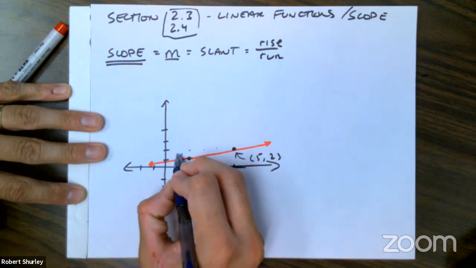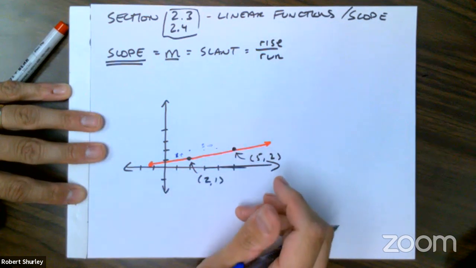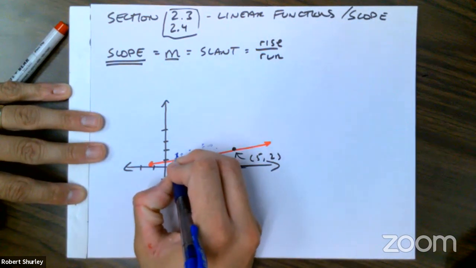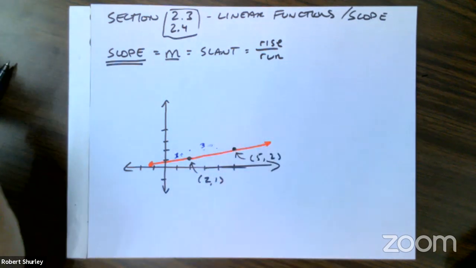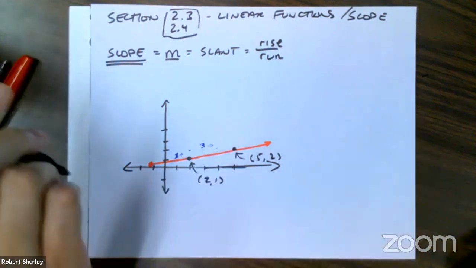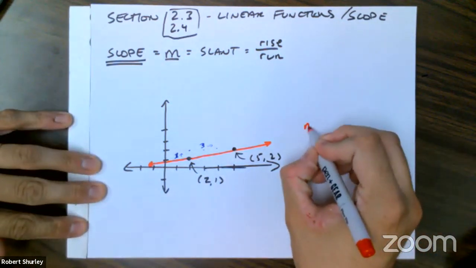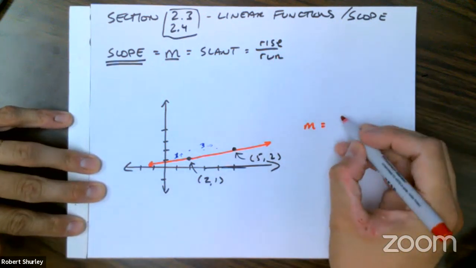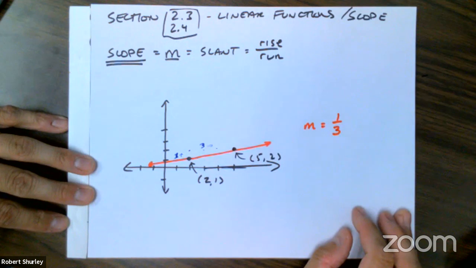So 3 is my rise. Oh, I'm sorry, 1 is my rise. I only go up 1. 3 is my run. So I go up 1 and then over 3. I rise 1, I run 3. So my slope for the red line, we'll use red for that, my rise is just 1 and my run is 3. So the slope is 1/3.